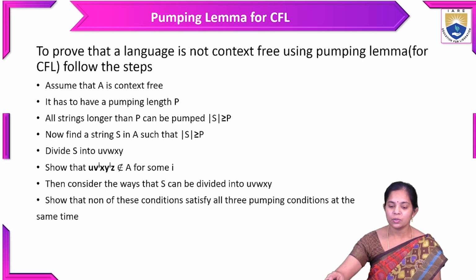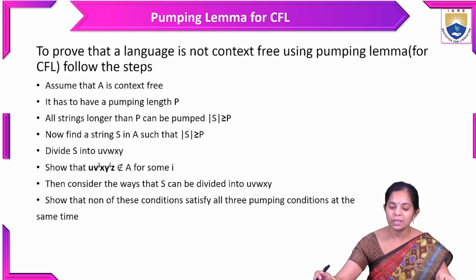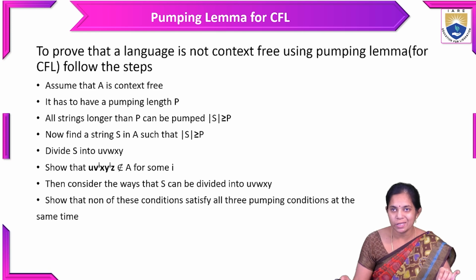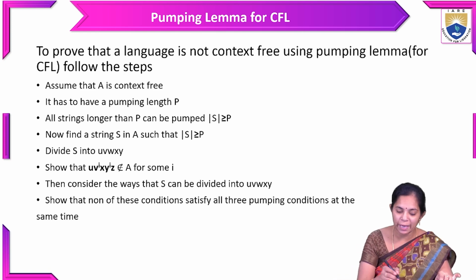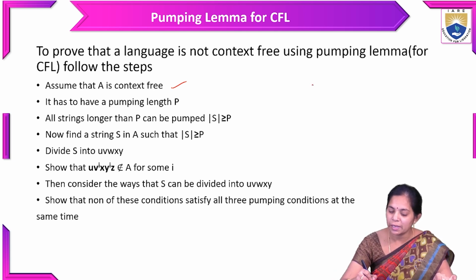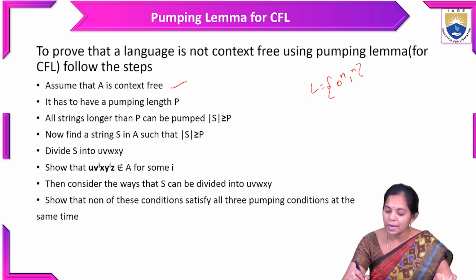Next, to prove that the language is not context-free using the pumping lemma, we have to follow these steps. First, assume that A is context-free. We will explain with an example. Here L is equal to 0 power N 1 power N. This is just the example I am taking. This is the given language, and in this language 0 and 1 are the inputs. With this we can form a string.